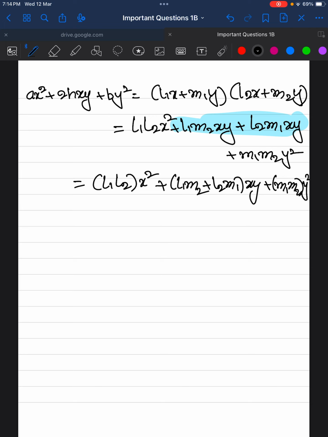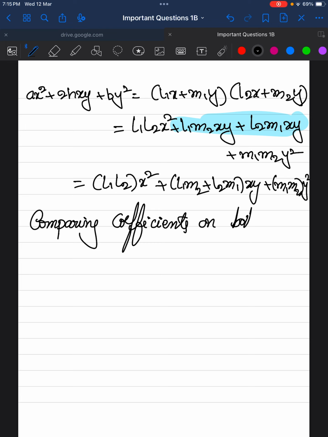Like this we got it. Now we are comparing coefficients on both sides. All of you observe this. Here the x square coefficient is a, and there the x square coefficient is L1 L2. So we get a is equal to L1 L2.